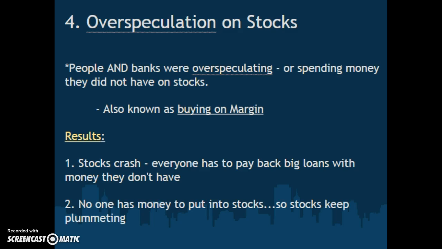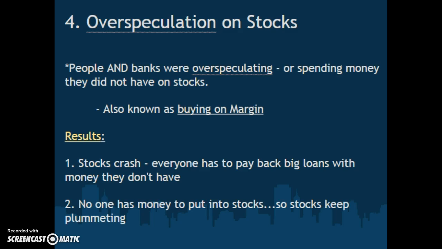So not only are people gambling with stocks, but they're spending money they don't have, and when you spend money you don't have on stocks, when you're borrowing, or when you're only putting a little bit of a percentage down, that's called buying on margin. So what happens is the stock market crashes, meaning that prices drop in the stock market, and everybody has to pay back all of these big loans that they had borrowed to buy these stocks in the first place, and they don't have the money.